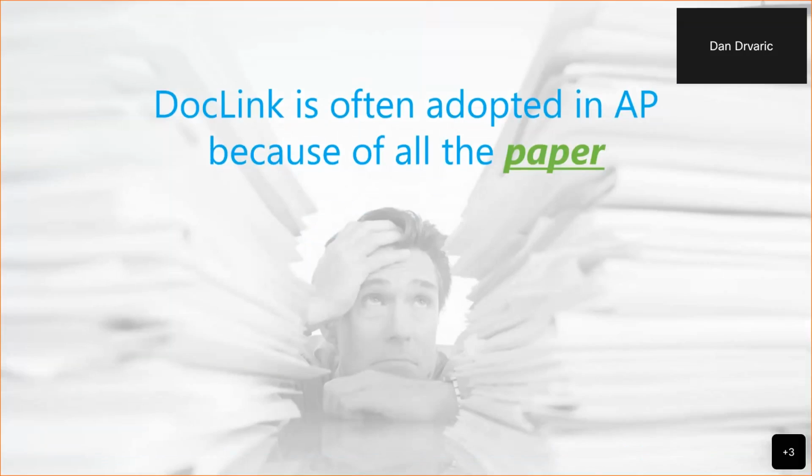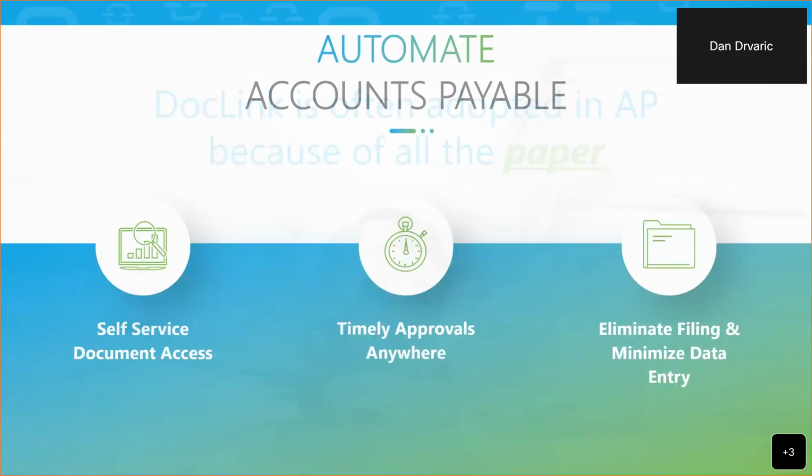DocLink is often adopted first in accounts payable because of all of the paper. Sure, you all feel the amount of paper that you have on your desk, the amount of paper that you are handling on a daily basis. So this is a very logical place for us to start. It's an easy place for us to find a very short return on investment.